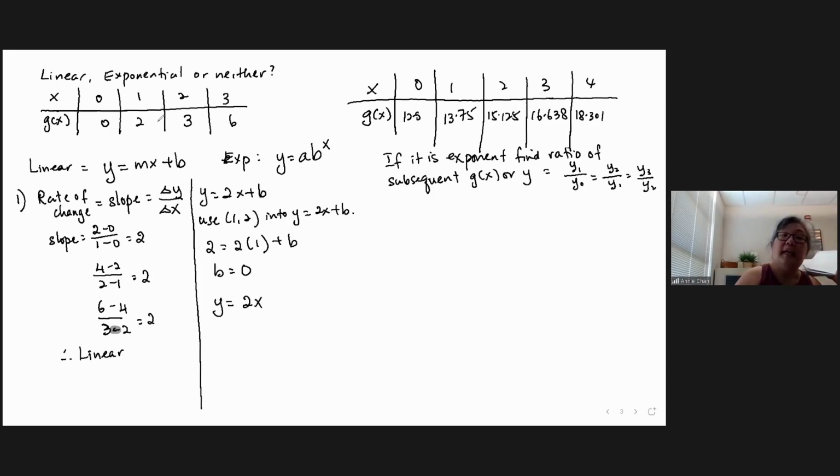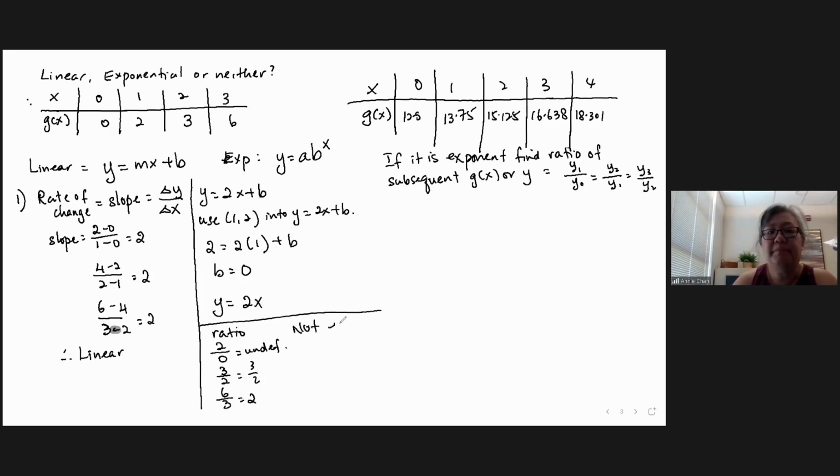Okay, so let's try using this one and see whether it's exponential or not. If we want to find the ratio, we will get 2 over 0. That itself is already undefined. Then 3 over 2. And then the other one is 6 over 3, and that equals 2. Well, the ratio is all over the place. Could it be exponential? No. It's supposed to be the same number, right? Yeah, not exponential.